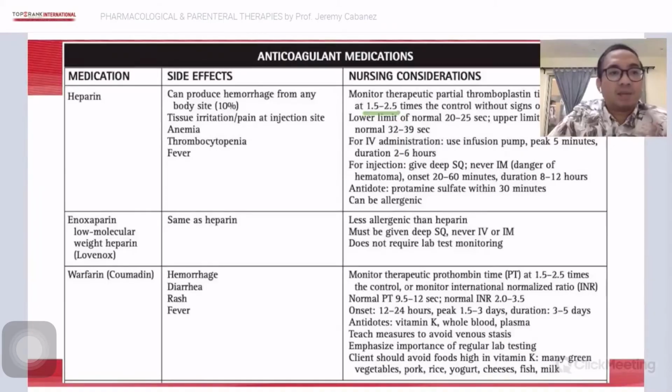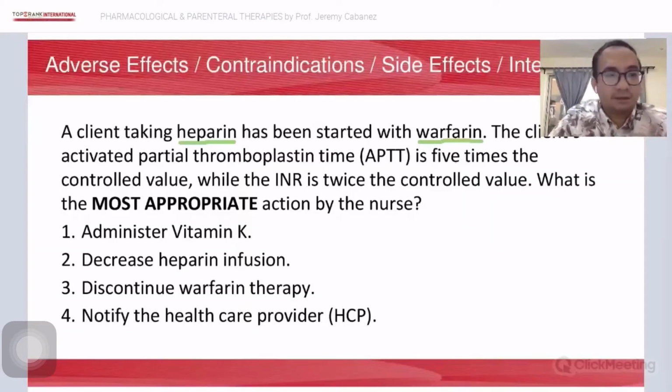So we have discussed the heparin and the warfarin. Let's talk about the scenario. The APTT is 5 times the control value. What's the normal? It should be 1.5 to 2.5 times the control value. So what could be the risk? There is a greater risk for development of toxicity. That's a major concern.